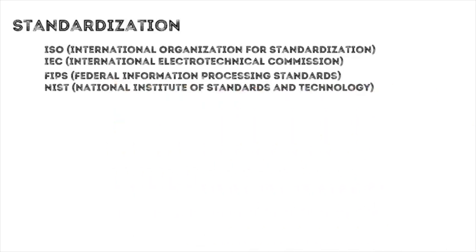FIPS, Federal Information Processing Standards, are developed by the U.S. National Institute of Standards and Technology, NIST. These standards define requirements for security, interoperability, and quality in federal information systems, especially in areas like encryption algorithms and cryptographic module security. FIPS compliance is mandatory for organizations handling sensitive government information or working with federal agencies.